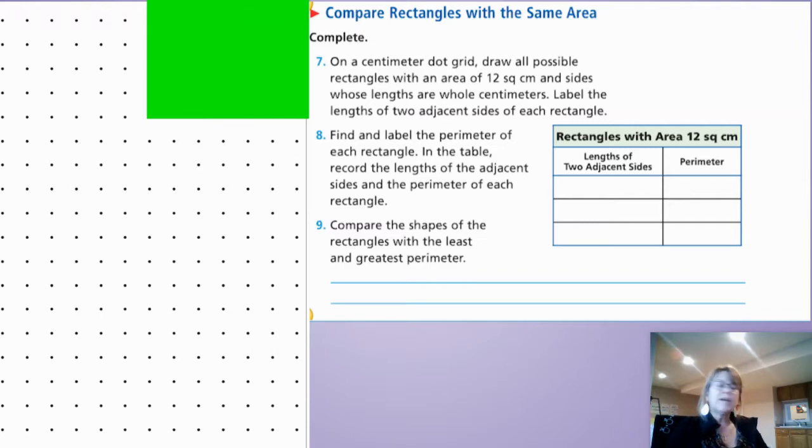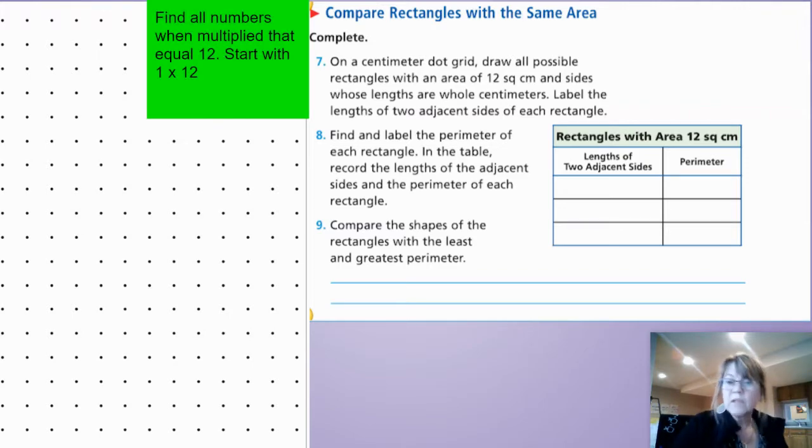All right. Knowing that, we can then look at page 326. We are going to work on 7, 8, 9 together. On the centimeter dot paper, you are going to draw all the possible rectangles with an area of 12 square centimeters. In order to do that, we know that length times width is area. So what are all the possible equations where we can have one multiple times another multiple to equal 12?